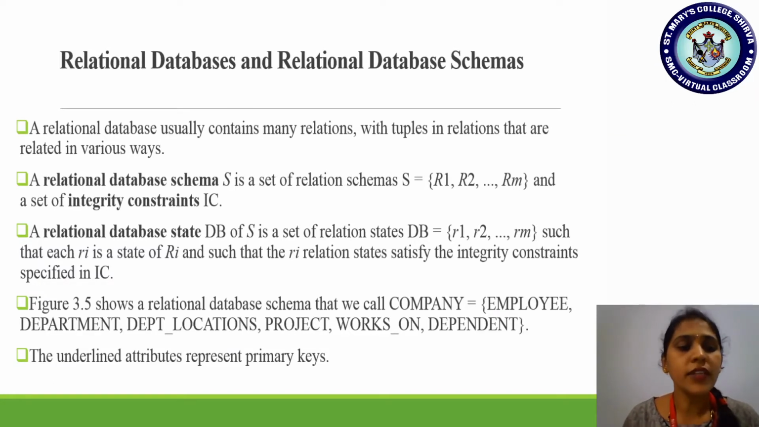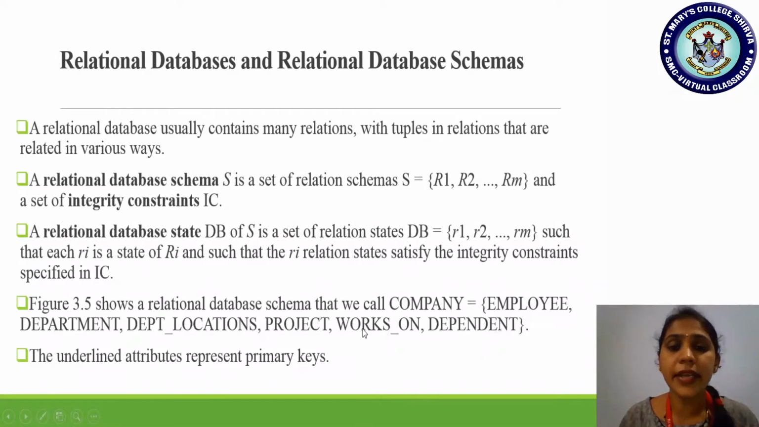Okay, so figure 3.5 shows a relational database schema that we call company, equal to employee, department, department locations, project, works on, dependent. So just now I told you, S is equal to R1, R2, Rm. So what is S? A company database, I told, right? So see the example for S here. Instead of S, we are writing company database. In the company database, there are many relations, all represented in capital letters R1, R2. So which are the relations? Employee, department, department location, project, works on, dependent. I hope you all remember this.